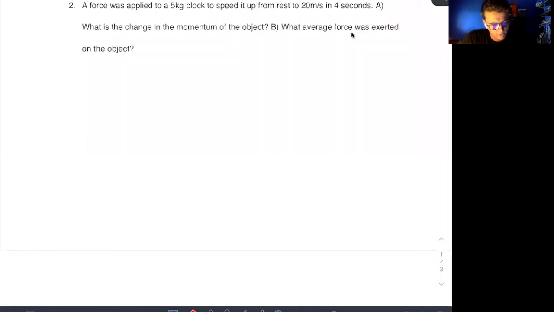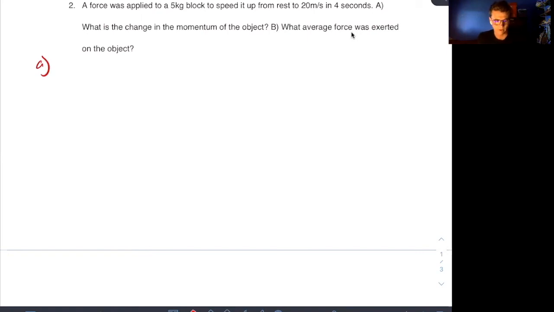Okay, so number 2. A force is applied to a 5-kilogram block to speed it up from rest to 20 meters per second in 4 seconds. A, what is the change in momentum of this object? B, what is the average force that was exerted on this object? So A.